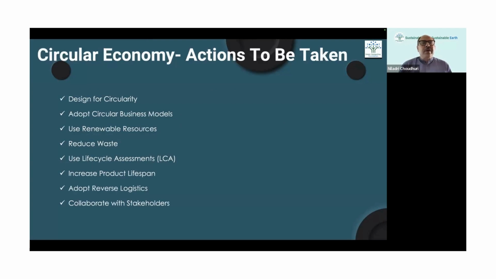So there is a need for design for circularity. We have to adopt circular business models, as I said, subscription kind of models, maybe others that will come up. Use renewable resources. Renewable resources is not just about the energy. It's not about using nuclear or solar or wind. In everything we have to, for example, plastic usage, water bottles. Can we use something else? We get a lot of this plastic packaging.